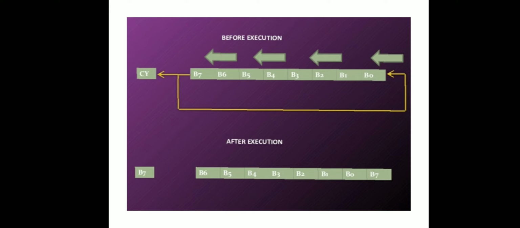As shown in this diagram, every bit is moved to the left, and the D7 data is stored in the carry flag. After execution of this instruction, the carry flag shows the bit of D7, and the D7 bit is also placed at the D0 bit position.